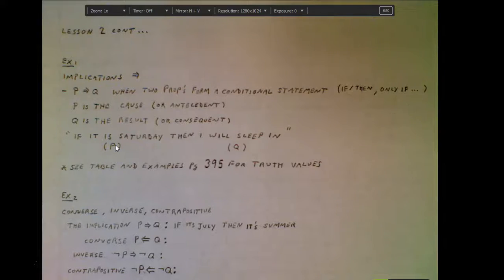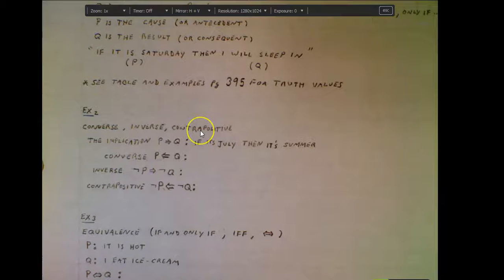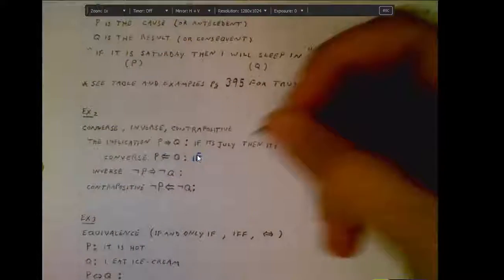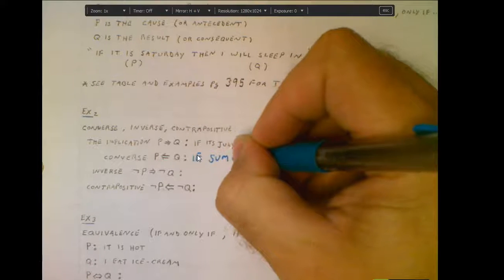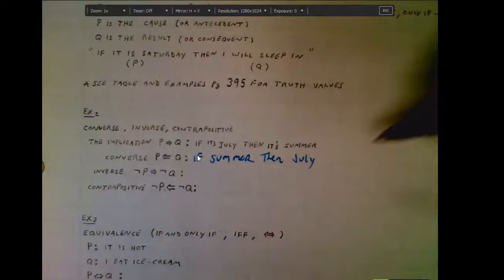So going back to the notes here, I know you guys remember these things from geometry, the converse, the inverse, and the contrapositive. This is always a popular first semester geometry lesson. So the implication is the original if-then statement. So if P, then Q. Just to put some phrases into there, if it is July, then it's summer. The converse simply switches the order. So the converse on that would be if it's summer, then it's July. And so that would be the converse.